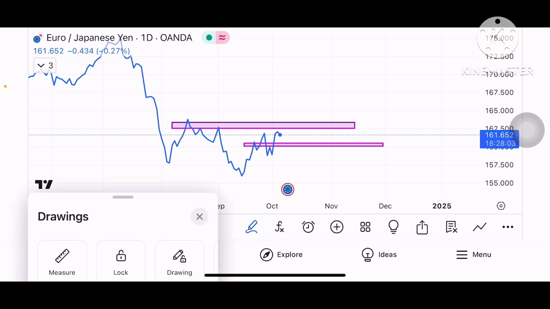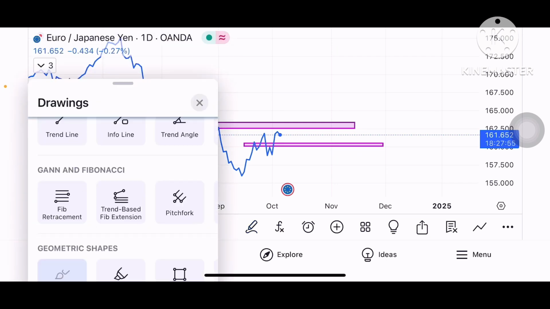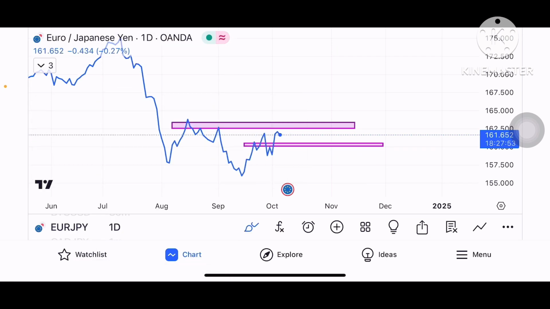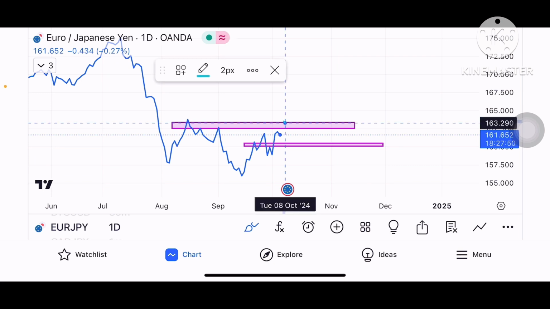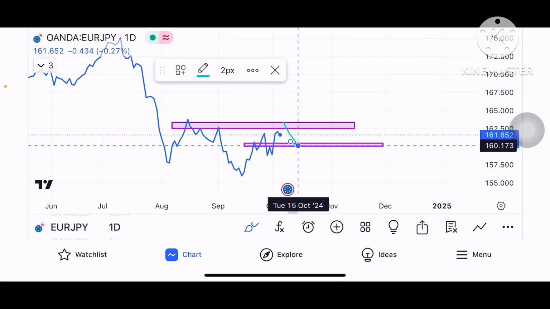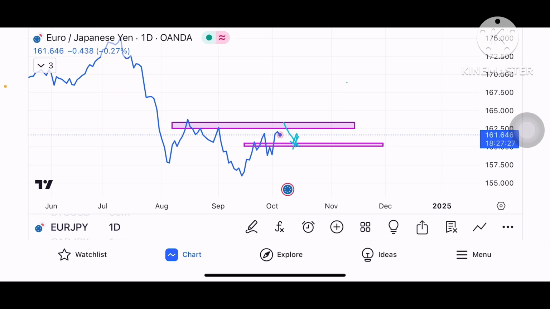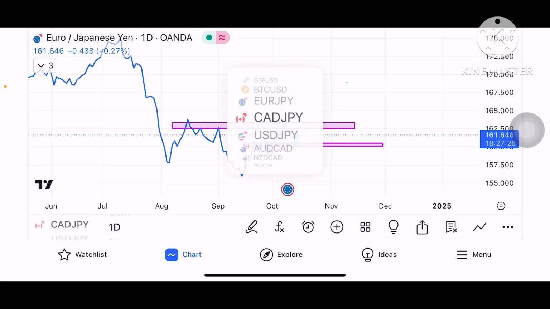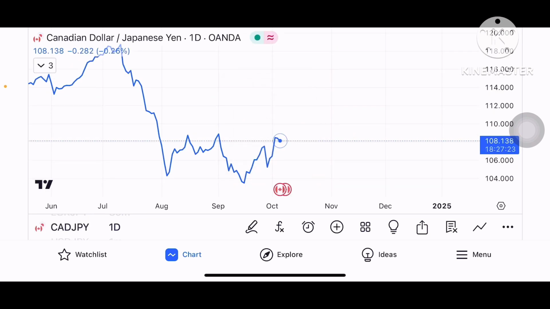We expect a drop, first a pull up, then a drop from this zone. The next one I'm going to take is another JPY pair, which is CAD JPY. The JPY chart has been dropping for some days now, so we expect a drop on CAD JPY too.